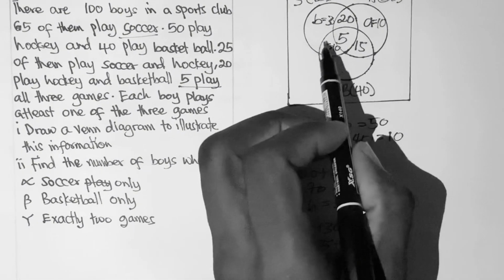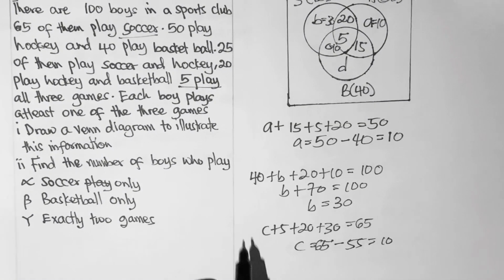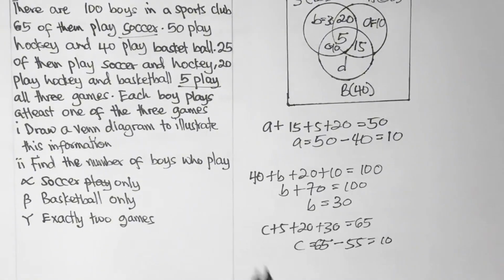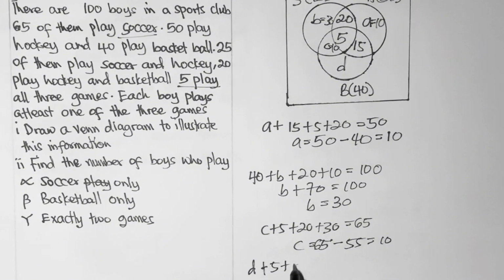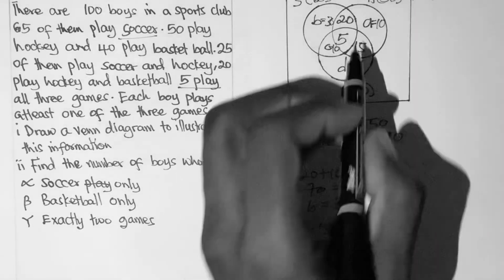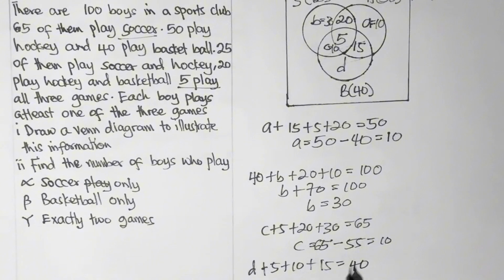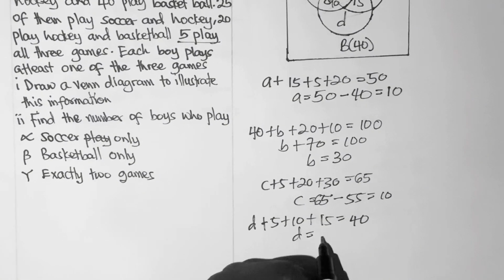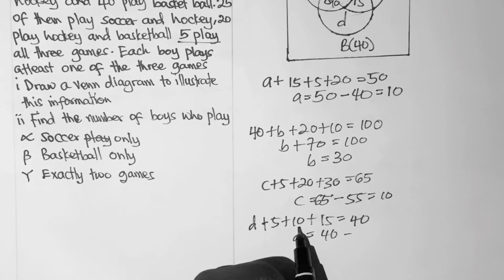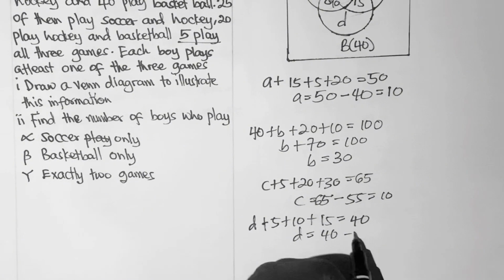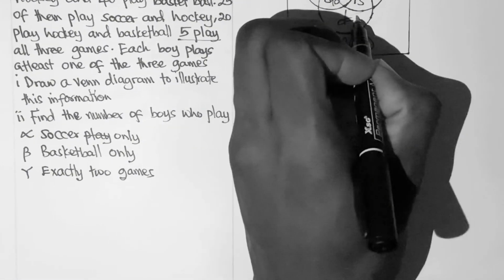Then having found c equals 10, we can find this region, small d. So we know that small d plus 5 plus 10 plus 15, that is all of this, is equal to 40. So d is equal to 40 minus, now 15 plus 5 is 20 plus 10 is 30, and that is equal to 10. So d is equal to 10.